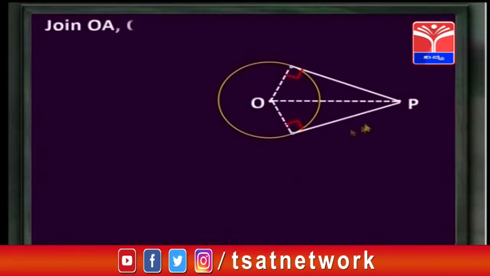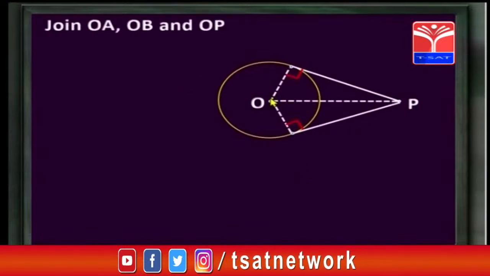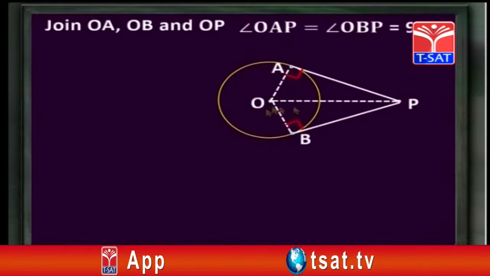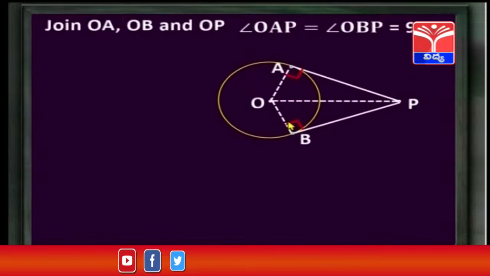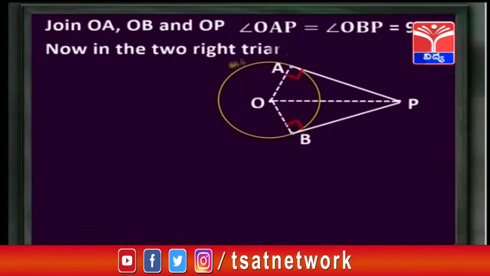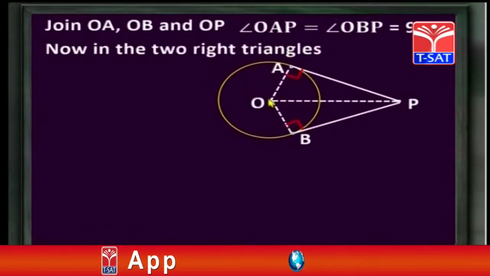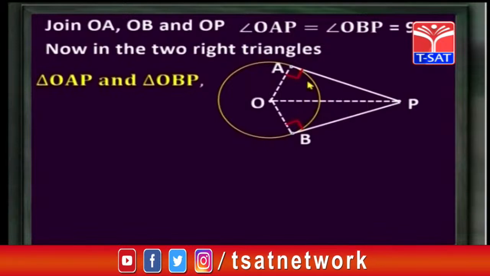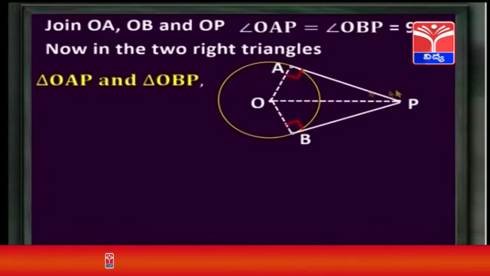To prove PA is equal to PB, what you need to do is join OA, OB and OP. If you observe here, angle OAP is 90 degrees and angle OBP is also 90 degrees from the previous theorem. Now in the two right angle triangles, OAP is a right angle triangle and OBP is also a right angle triangle. We need to show PA is equal to PB. For that, I will show these two triangles OAP and OBP are congruent.